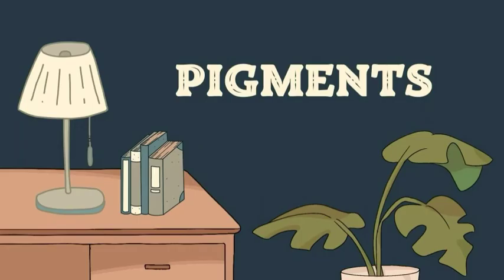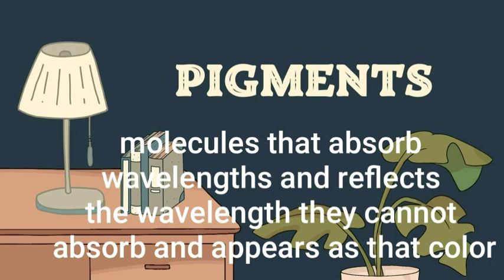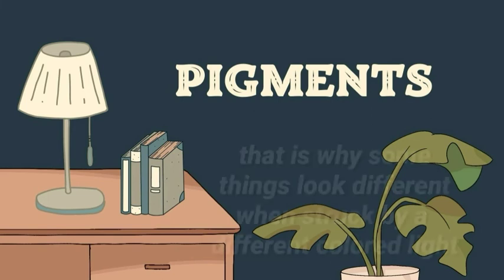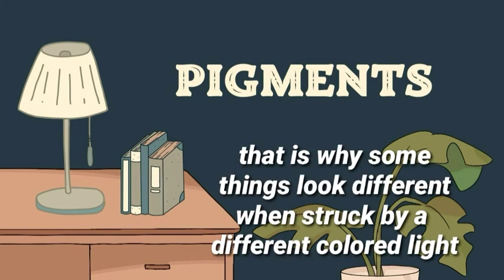Salamat po. Do you wonder why this appears to us as violet? We see this as violet because it absorbs all the white light except the violet color, which is reflected. Pigments are molecules which absorb specific wavelengths of light and reflect the wavelengths of light they cannot absorb. But sometimes, there is no color that is reflected. That is why some things appear as different colors when under different colors of light.